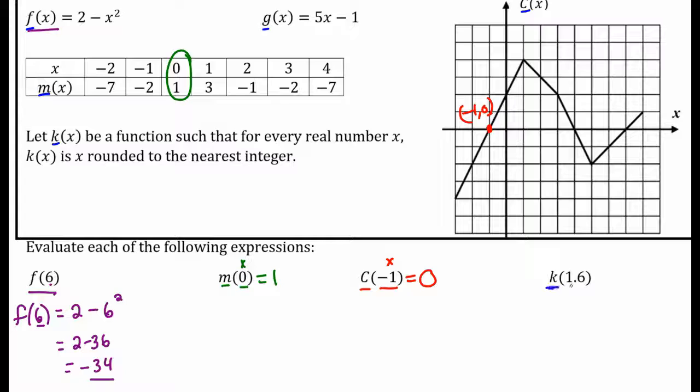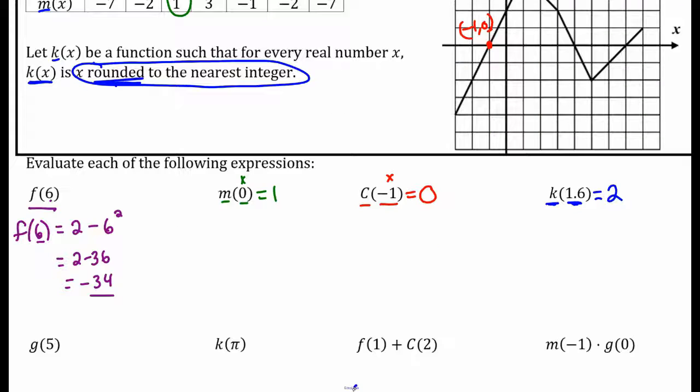Let's look at this k function. Let's read through this. K is a function such that for every real number x, k of x is x rounded to the nearest integer. So this function rounds the inputs. So let me round the input. How do I round 1.6? It rounds up to 2. I input a number, and k of x rounds it.